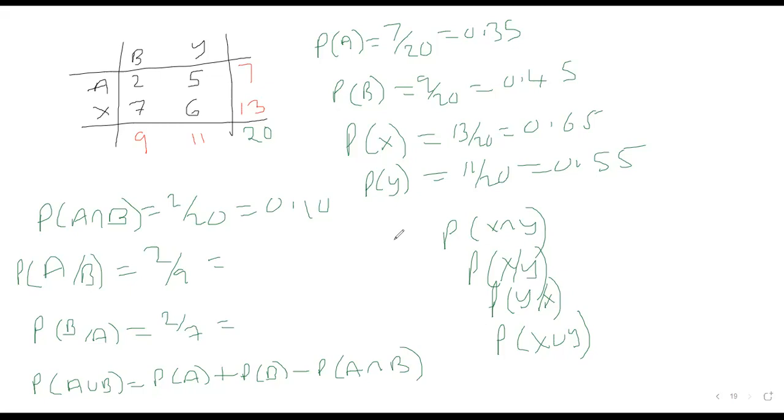So X intersection Y. 6 over 11? Do we agree with her? No. 6 over 20. 6 over 20, which is 0.3.